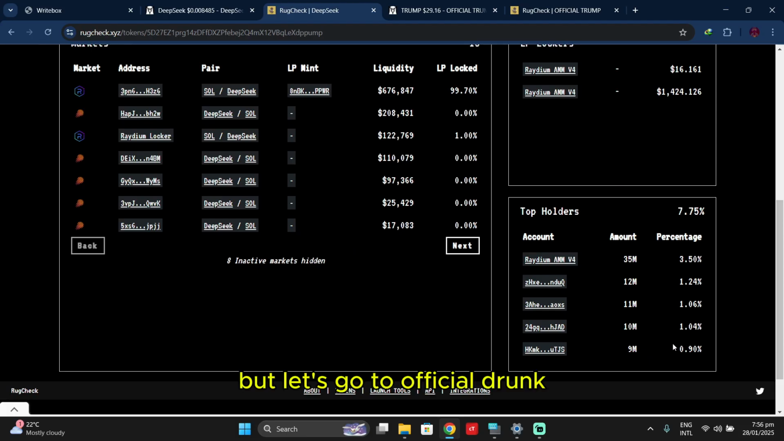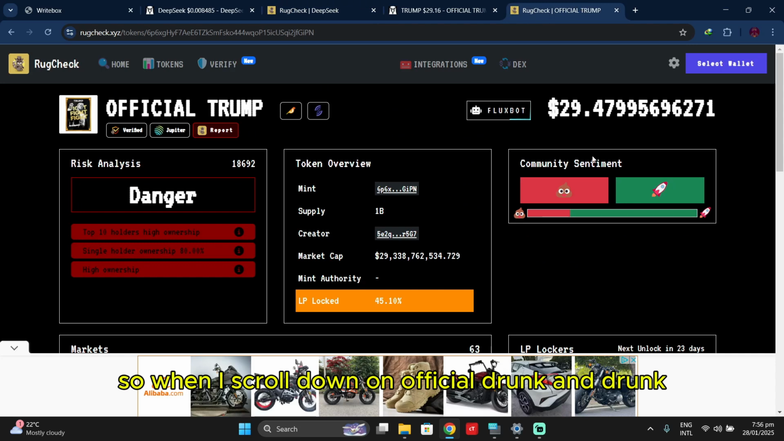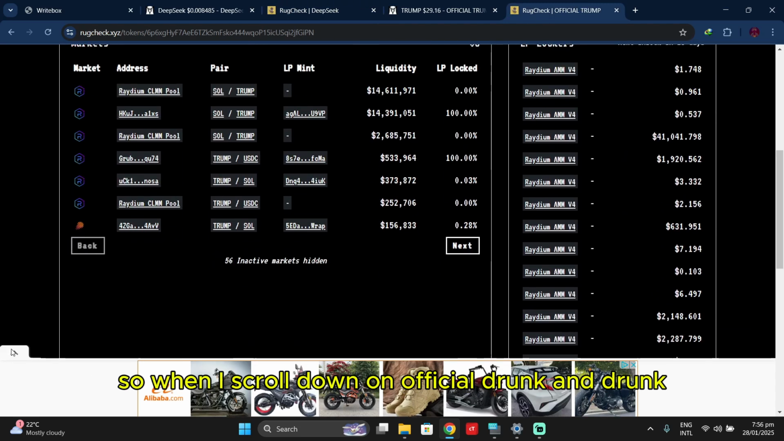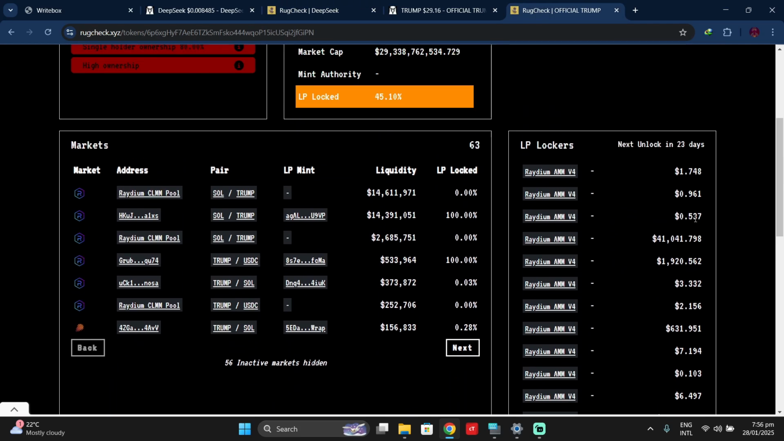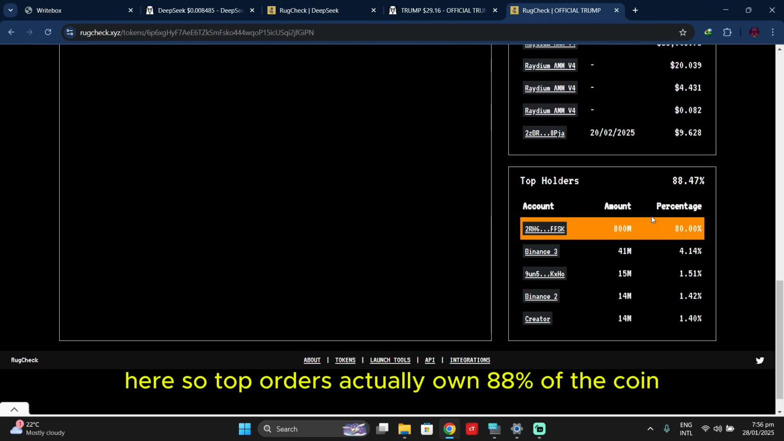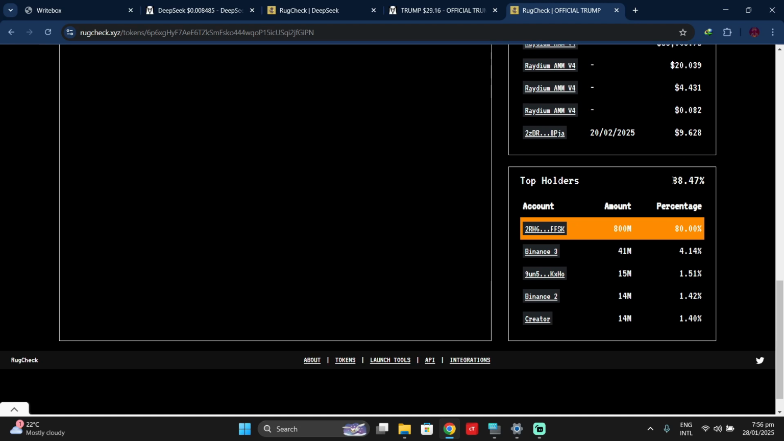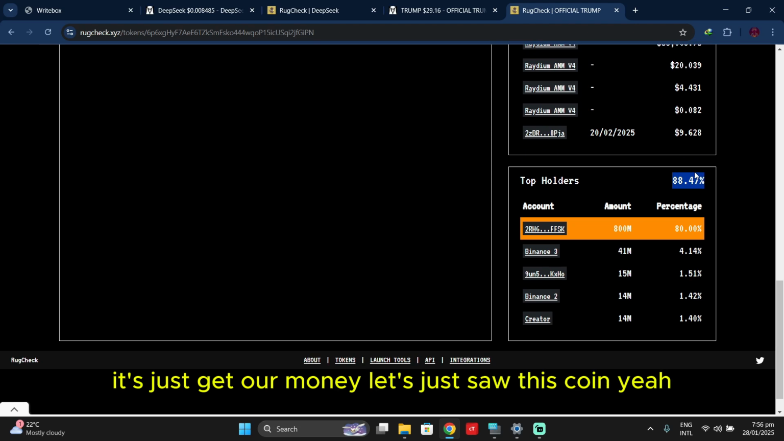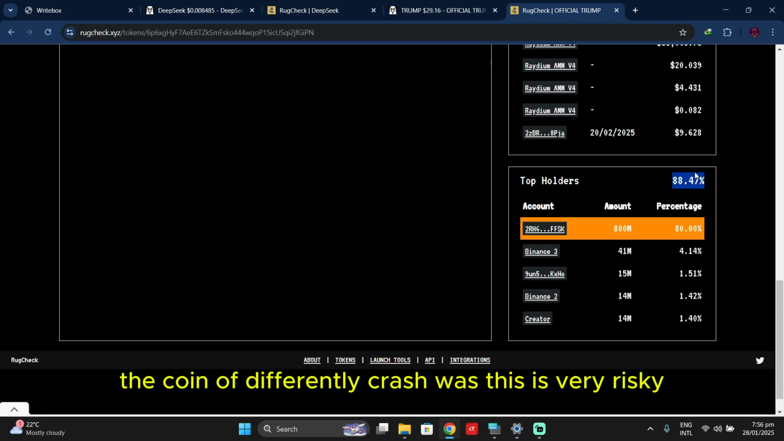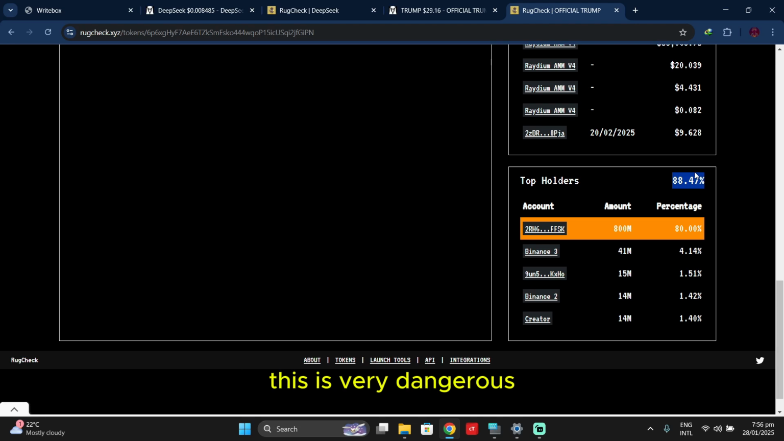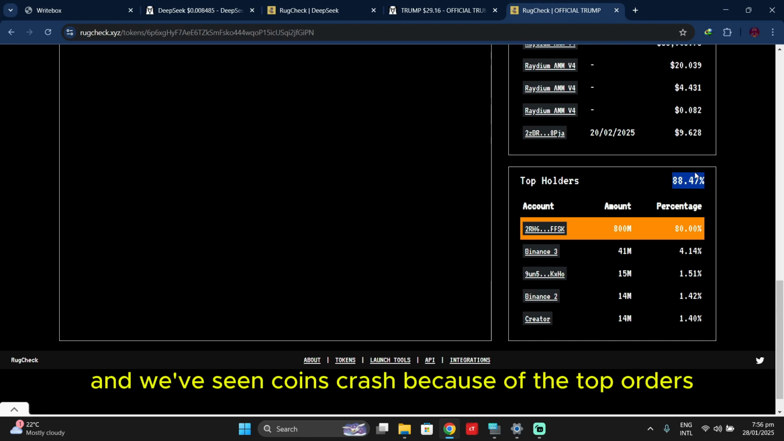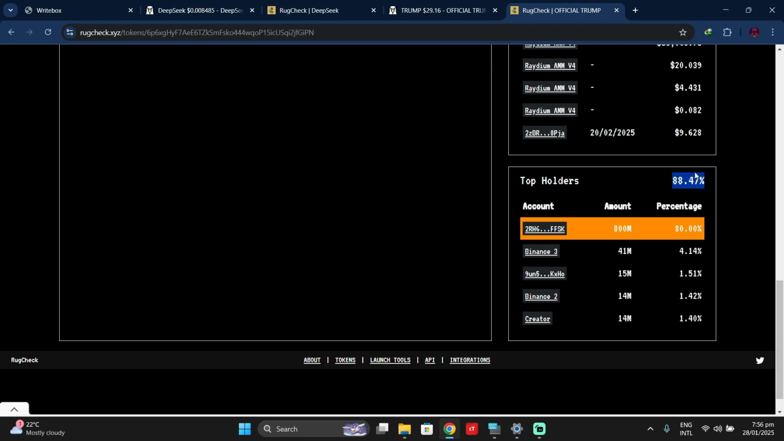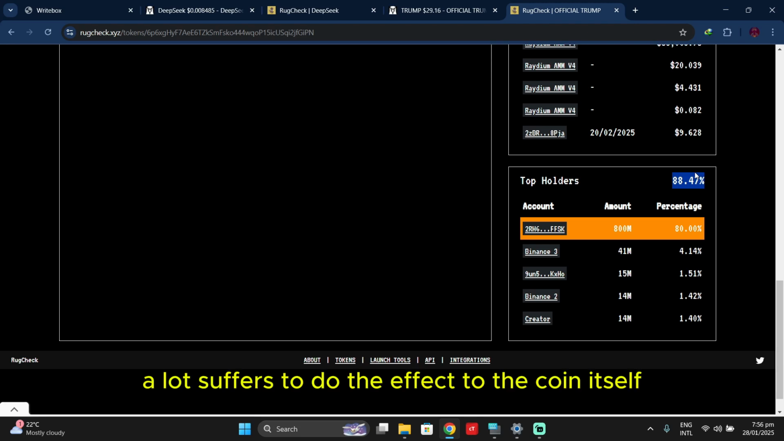But let's go to official Trump. When I scroll down on official Trump, here, top holders actually own 88% of the coin. So these top holders, if tomorrow they just wake up and say, let's just get our money, let's sell this coin, the coin will definitely crash, because this is very risky, this is very dangerous. We've seen coins crash because of top holders owning a lot, which would affect the coin itself.